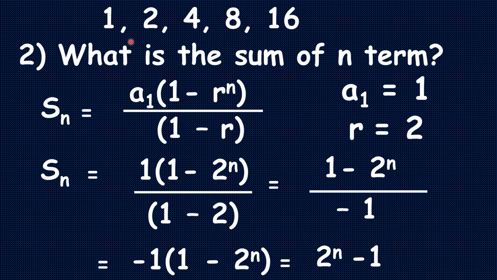So let's check whether the sum of the first two terms is 3. The first two terms, first one is 1, the second term is 2. So 1 plus 2 is 3. And that satisfies this expression, and that is the sum of n terms.